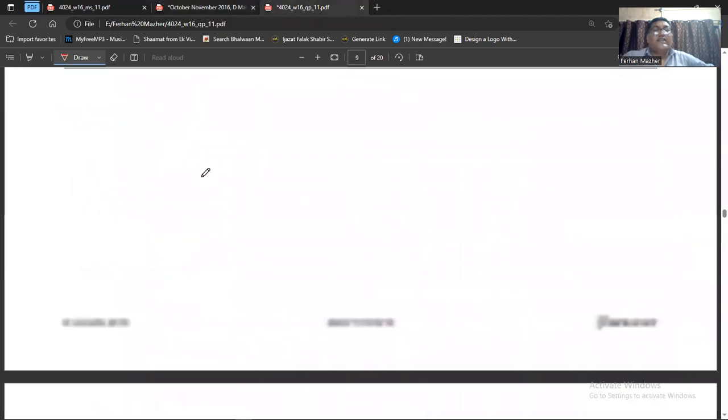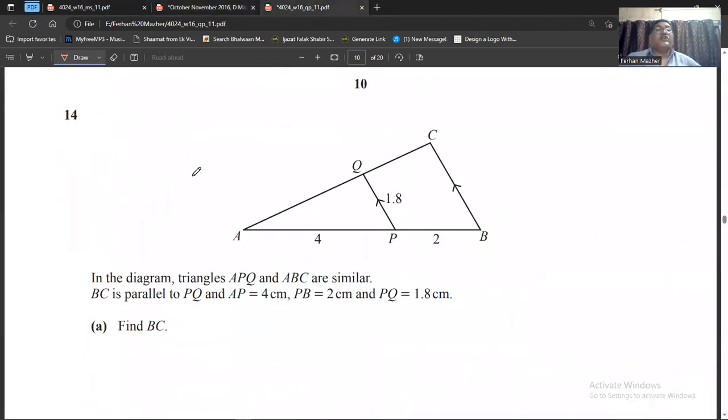Okay, we are going to the next question, and the next question coming up on your screen is question number 14. He says, in the diagram, the triangle APQ and the triangle ABC are similar. BC is parallel to PQ, AP is 4, PB is 2, and PQ is 1.8. The question is, what is BC? This is the very famous diagram of similarity, where two sides are parallel to each other. This small triangle and this big triangle are similar to each other. You don't have to prove them. They have already mentioned that they are similar.